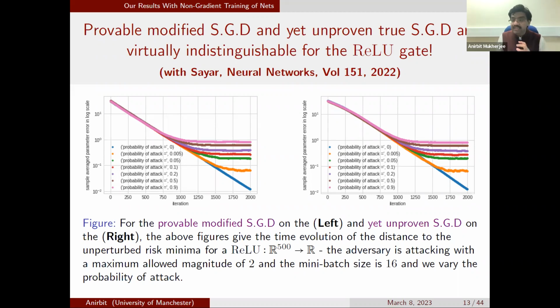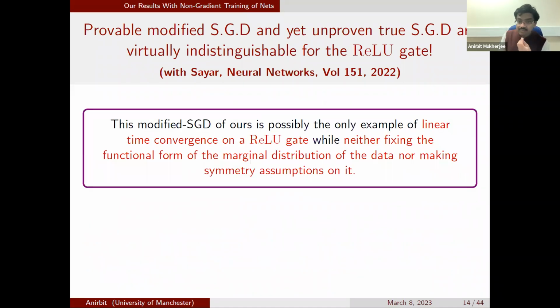And this idea can be taken quite a bit far, that you can modify the SGD in controlled ways so that your stochastic process is provably convergent. And that has led us to a couple of more results. And to emphasize, this is probably the only example out there of linear time convergence on a ReLU gate, while neither fixing the functional form of the marginal distribution nor making a symmetry assumption about it.